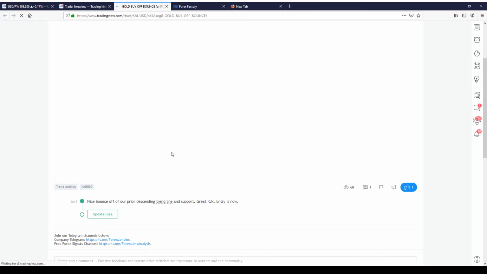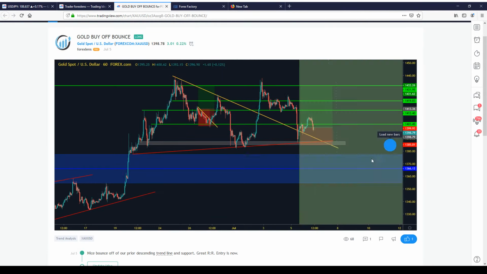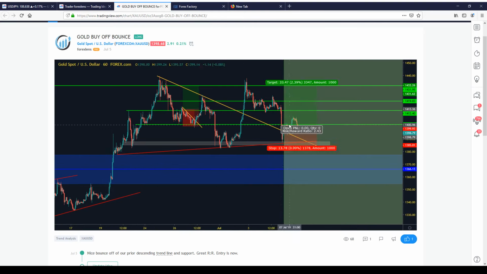Yeah, let's get some swing opportunities this week, so we don't have to micromanage too much. But yeah, we caught this move right here from here to here. A nice bounce off support and the descending trend line, and now we're kind of free falling. That's why it got us out at negative 40.